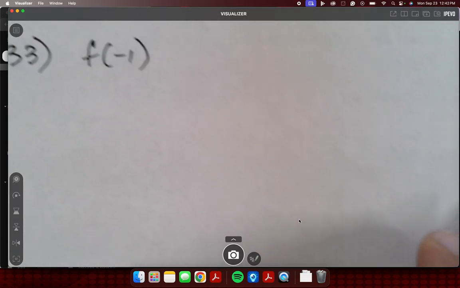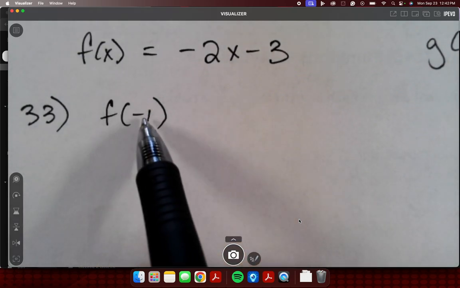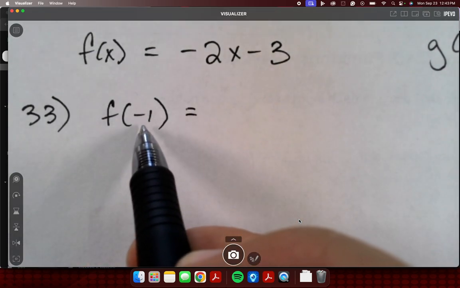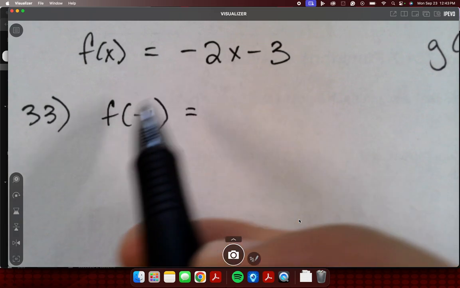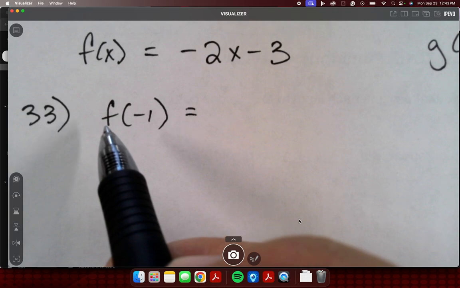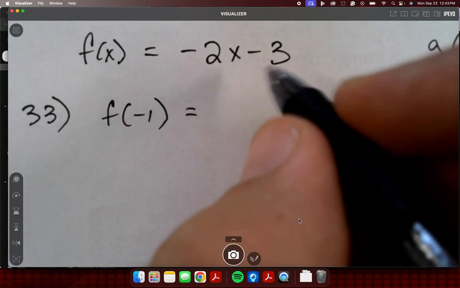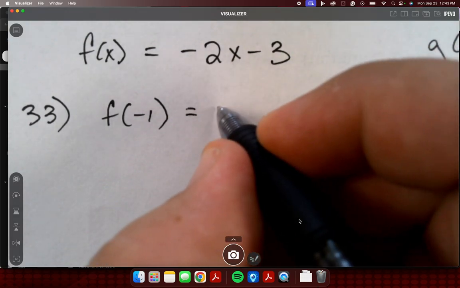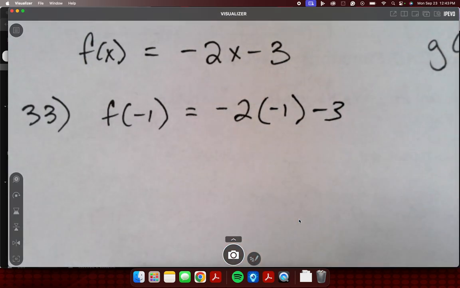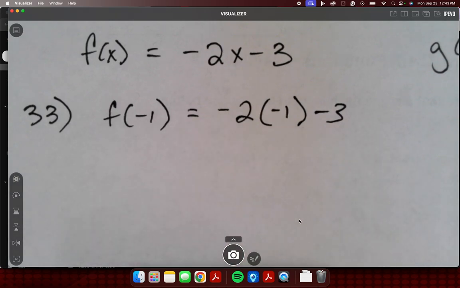So on number 31, it asks us to evaluate the function f when x is equal to negative 1. So this means we need to plug negative 1 in for x. So what this is asking when it says f of negative 1 is to evaluate the function f when x is equal to negative 1. So I just write the equation, but I replace the x with a negative 1. Because they're wanting to know what is the y value when the x value is negative 1.